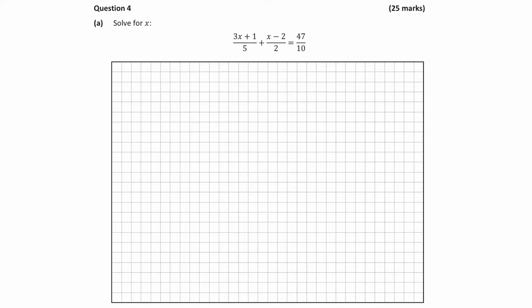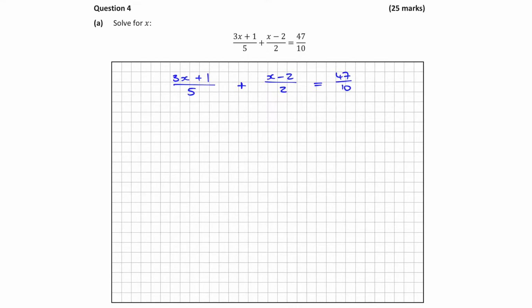Or else we could turn this into a single fraction, and if we have a fraction equals a fraction, we can cross multiply. There's a number of different ways we can do it. The way I'm going to do it is I'm going to turn it into a single fraction and cross multiply. So we'll just write out 3x plus 1 all over 5 plus x minus 2 all over 2 is equal to 47 all over 10. Okay, so just write out the question to start with.